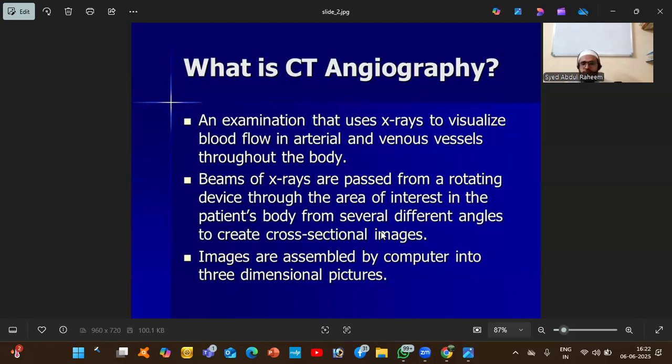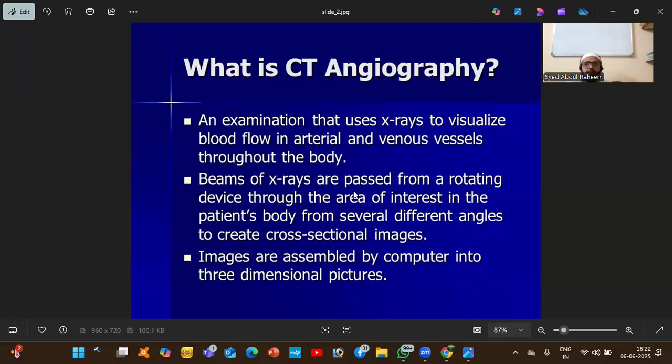So CT angiography. What is CT angiography? It is an examination using X-rays to visualize blood flow in arterial and venous vessels throughout the body. Beams of X-ray are passed from a rotating device through the area of interest in the patient's body at several different angles to create cross-sectional images. Images are assembled by computer into a three-dimensional picture.